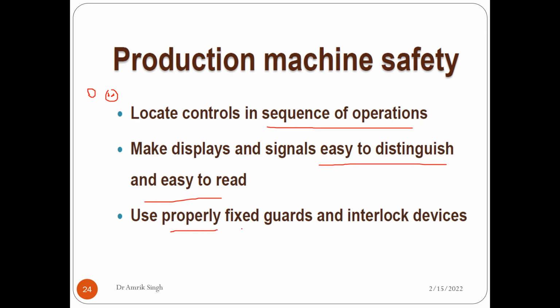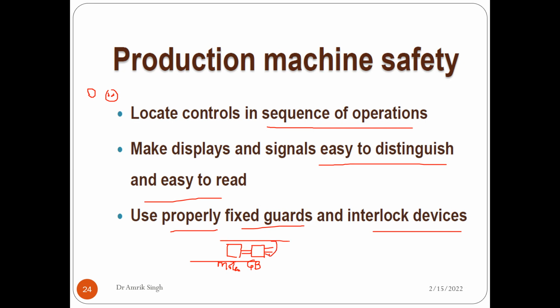Use properly fixed guards and interlocking devices. Fixed guards means guards with proper mesh and all, which are not able to be removed. Suppose a drive is there and a motor is running a gearbox. So this is the gearbox and this is the motor. On the side of the gearbox, on this shaft, something is mounted and it is running.